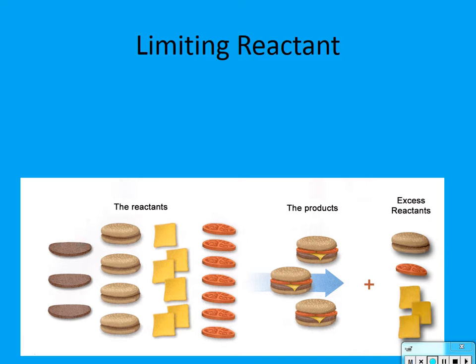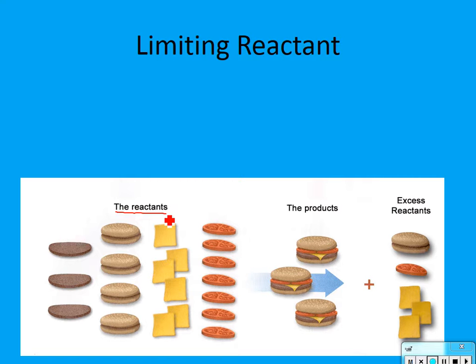So limiting reactant, if you look at this slide and this picture here, if we were making hamburgers, right? So the reactants here for a hamburger, you've got to have the meat patty, the buns, the cheese, and the tomato. Everyone loves tomatoes, right? Nope. Right. Ruben, you like tomatoes? Yes, sir. All right. Those are our reactants. We need that in order to make a good hamburger, a cheeseburger.